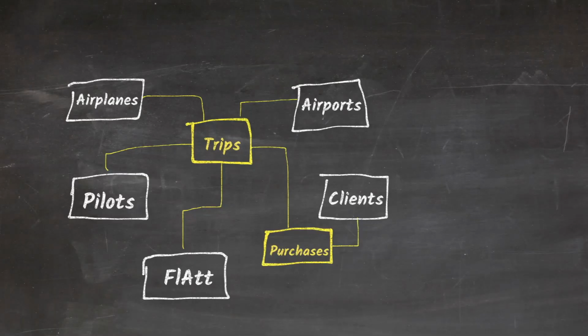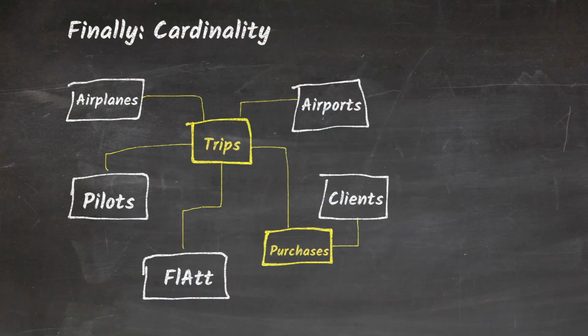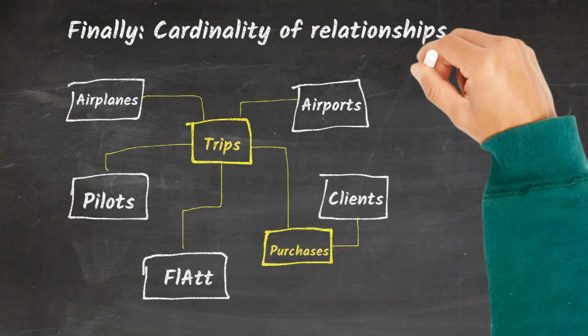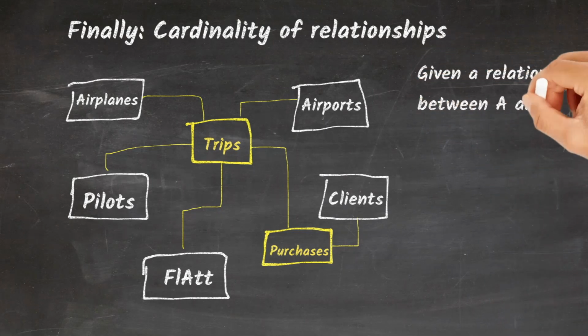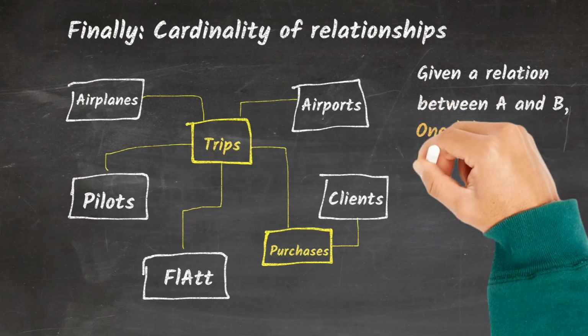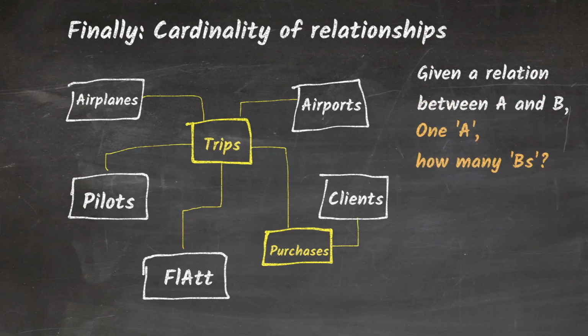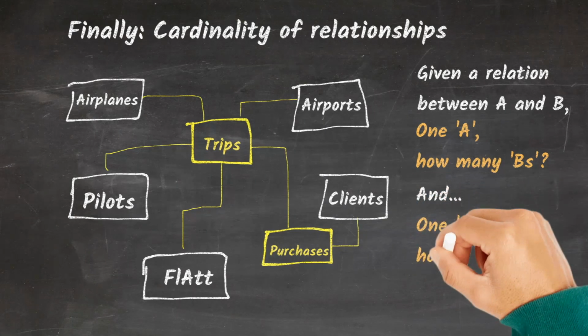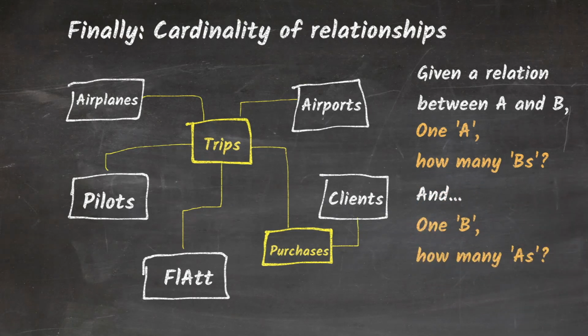Finally, we only need to add the cardinality. What is it? It's what tells us the nature of every relation. As you are going to see, the method cannot be easier. Imagine a relation between A and B. 1 A, how many B's? Also, 1 B, how many A's? And that's all. Let's do it. 1 trip, how many airplanes? Only 1. And 1 plane, how many trips? The answer is many, so we write down N.